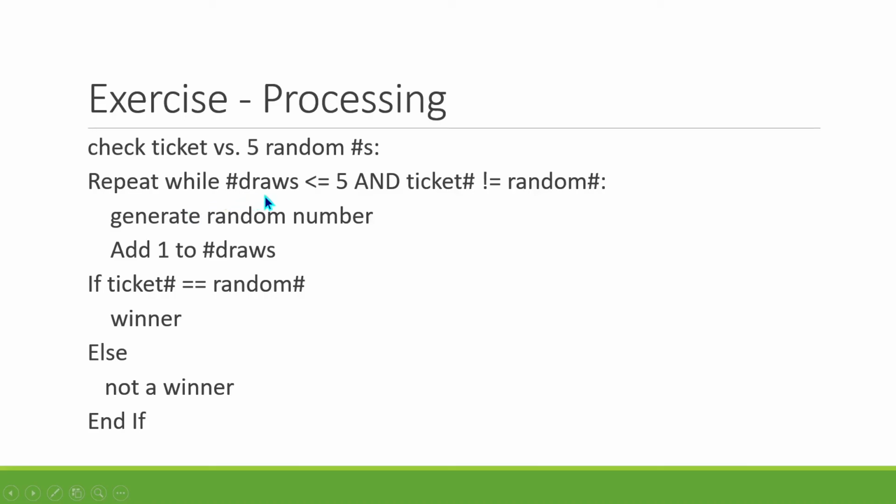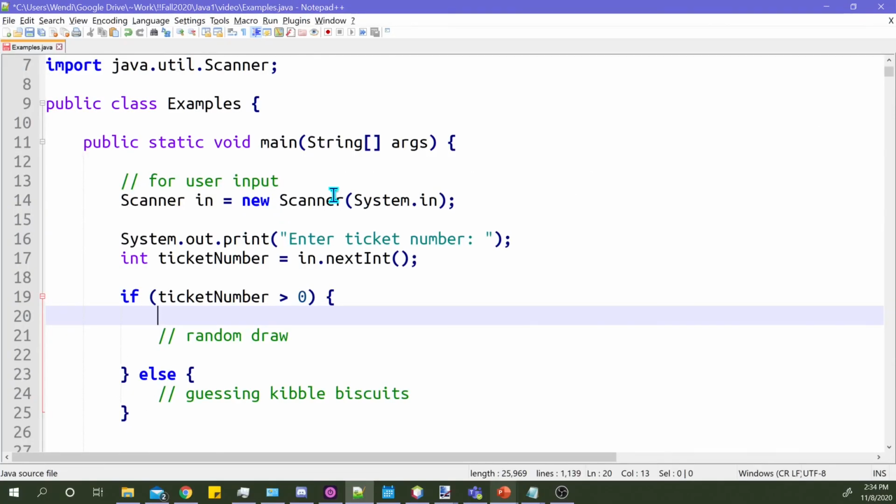So let's tackle the if block first, just like we did when we did the pseudocode. This is the more complicated of the two, but it's not ridiculously complicated. We want to do a loop that repeats while the number of draws is less than or equal to 5 and the ticket doesn't match any of the random numbers. We're going to generate a random number and then keep track of the number of draws. The while loop condition is going to take care of the rest.